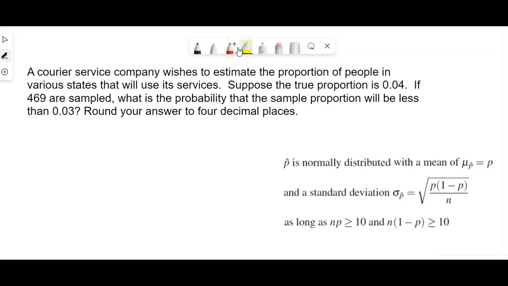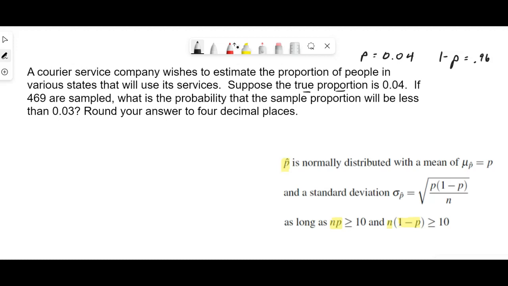All right, we're talking about the sampling distribution of the proportion, p hat. We are normally distributed as long as our sample size times p is greater than or equal to 10 and the sample size times 1 minus p is greater than or equal to 10. And if we look at what we have here, this is the true proportion, so that's p is 0.04. So that would make 1 minus p equal to 0.96.